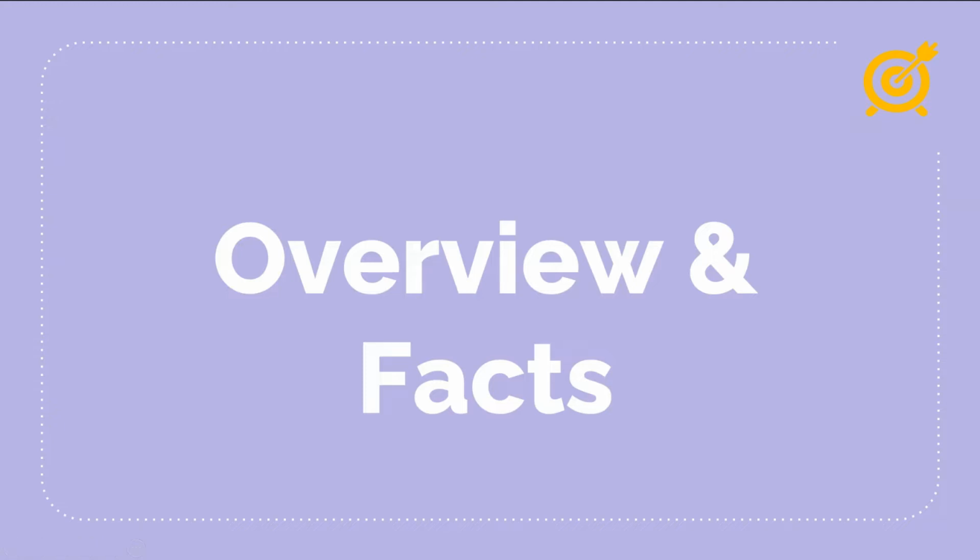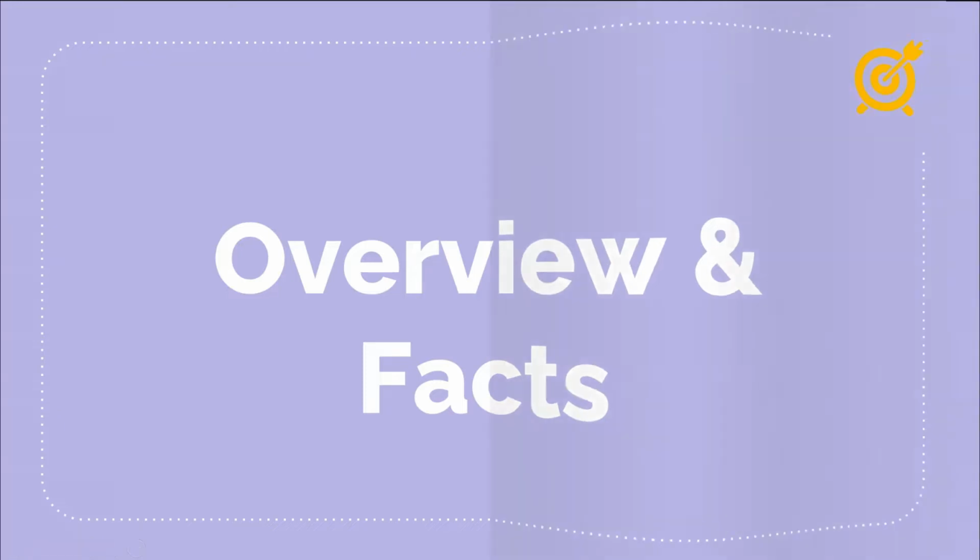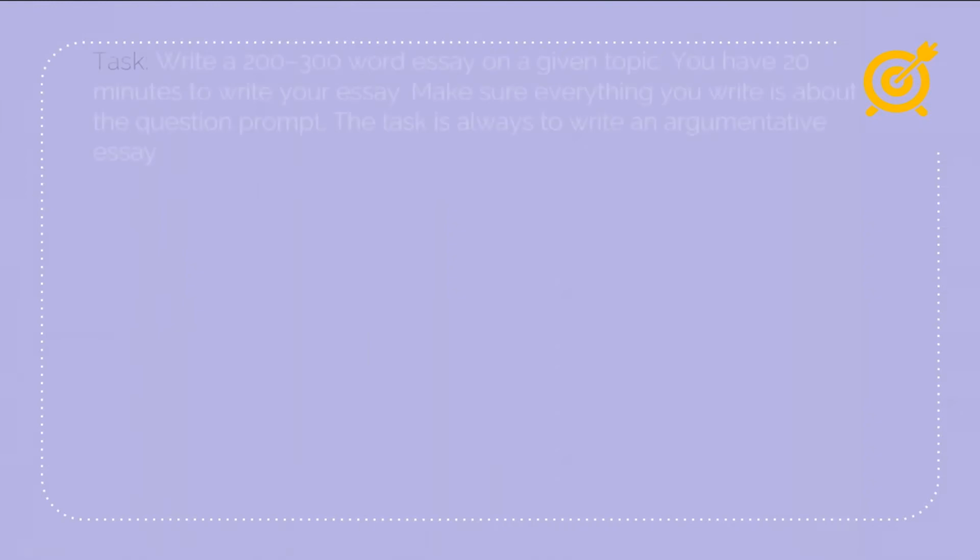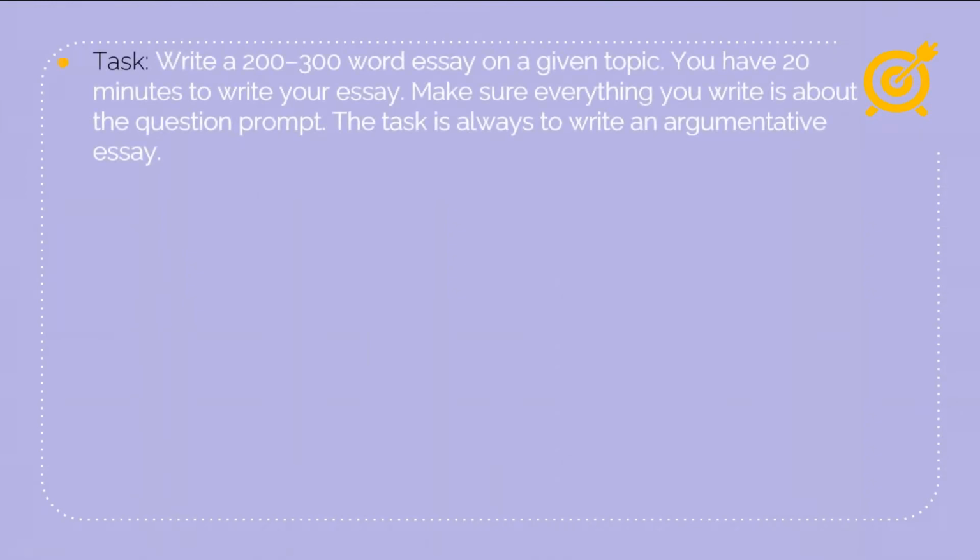Overview and facts. In the write essay task, you are given a topic and a fixed time of 20 minutes. You need to provide your response between 200 and 300 words. The topic itself can be on any subject, and the essay type includes agree, disagree, argument, describe something, advantages or disadvantages, or respond to a question.